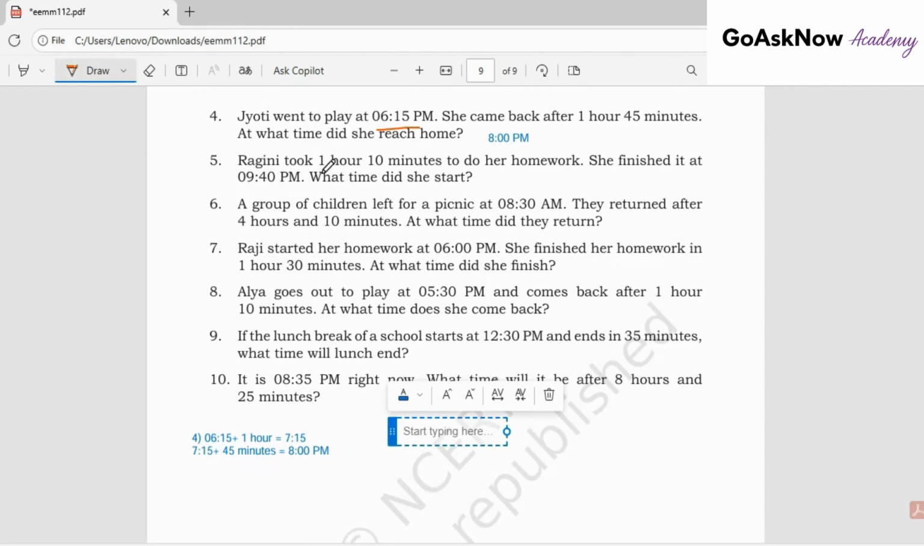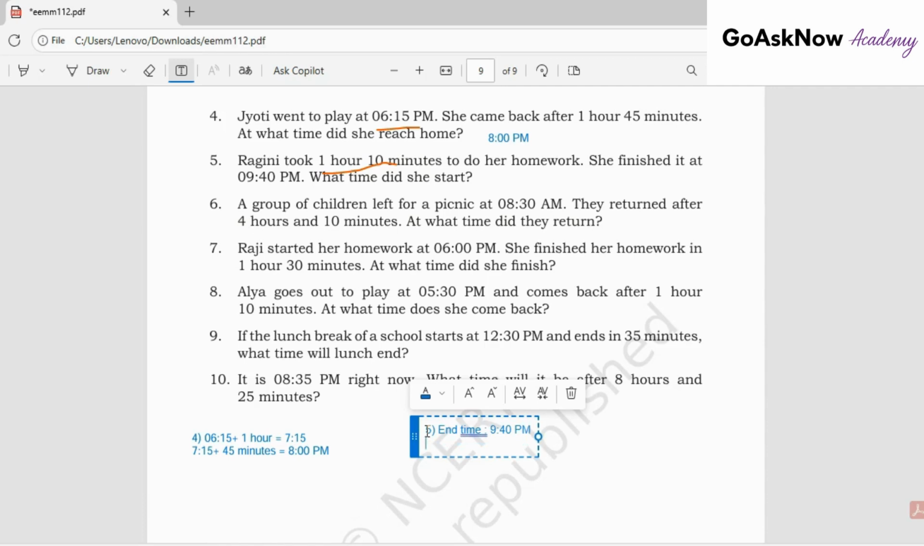Next one, Ragini took 1 hour 10 minutes to do her homework. She finished it at 9:40 p.m. What time did she start? Let us calculate here. Fifth question. What is the end time? End time was 9:40 p.m. Next, we are subtracting 1 hour 10 minutes.